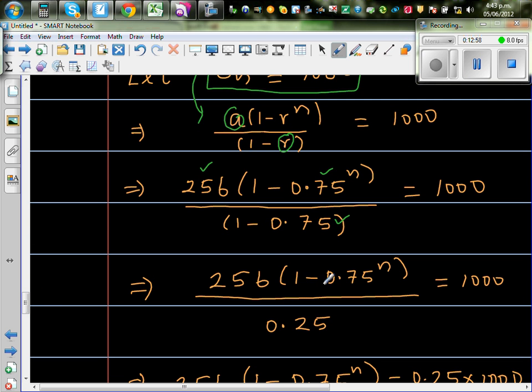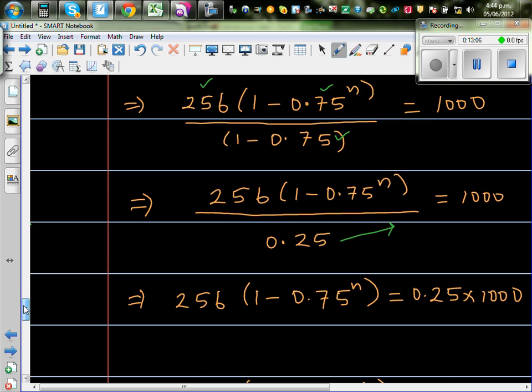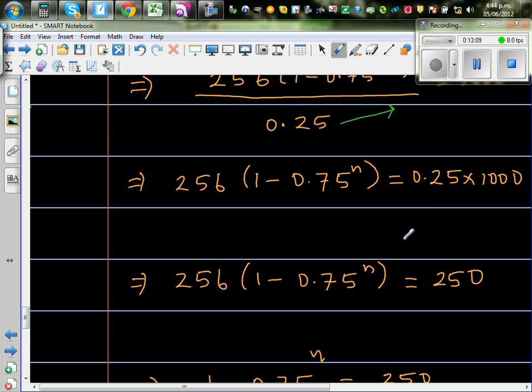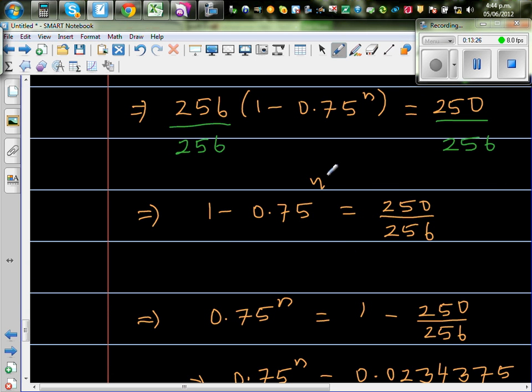So this is 1 take away 0.75, which is 0.25. Okay, and then multiplying both sides by 0.25, I get this, and then 0.25 times 1000 is 250. I'm dividing both sides by 256. So if you divide this side by 256, you divide the other side by 256. So 1 minus 0.75 to the power n is this. And then, of course, you're moving this to this side and this to this side. So 0.75 to the power n is 1 minus this.